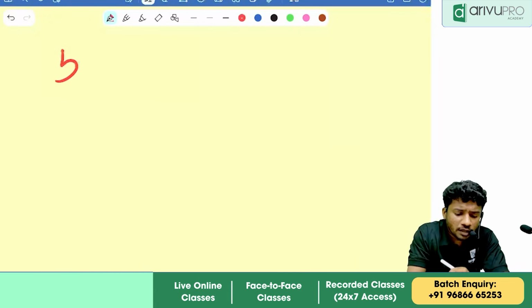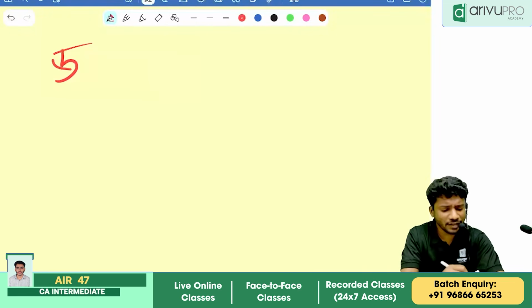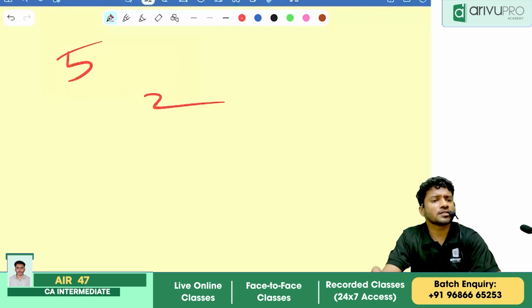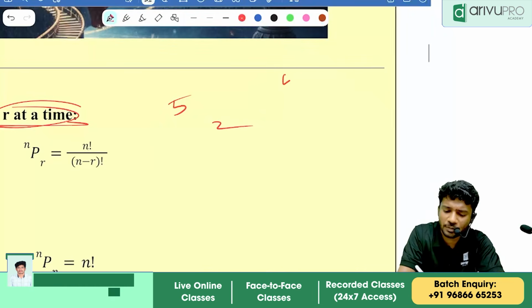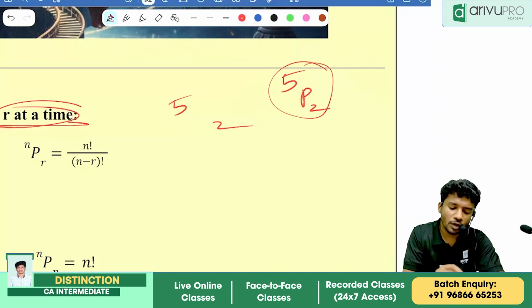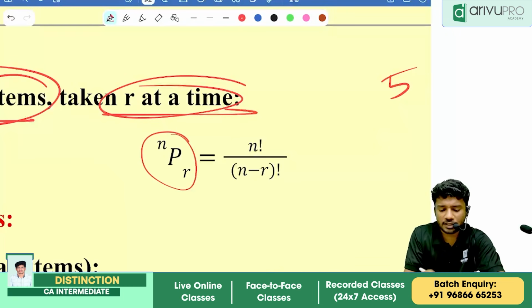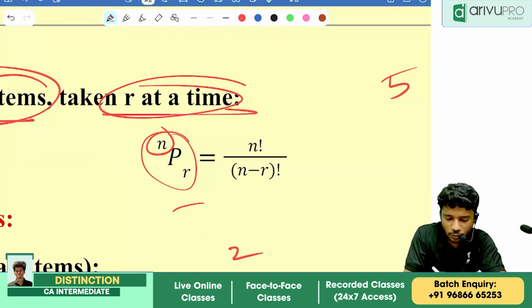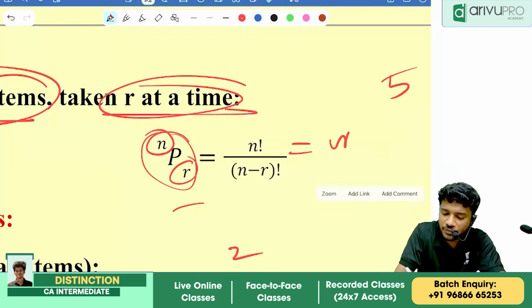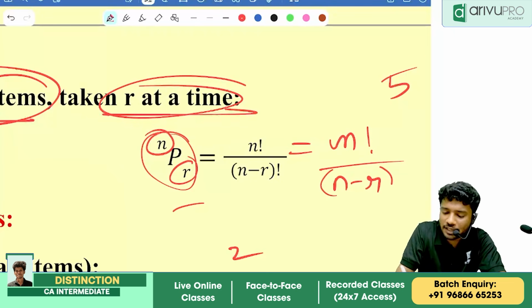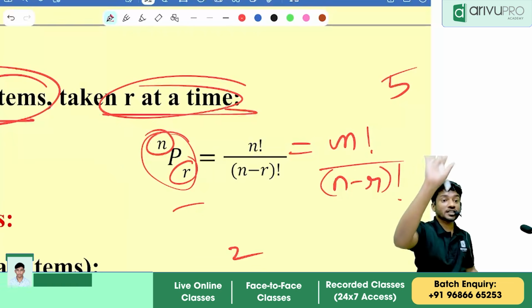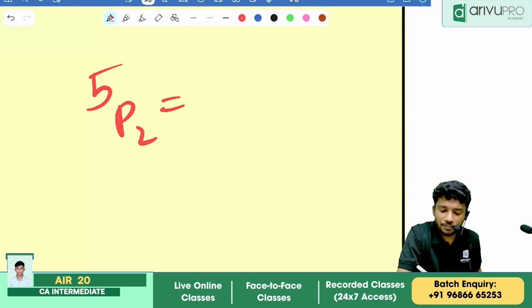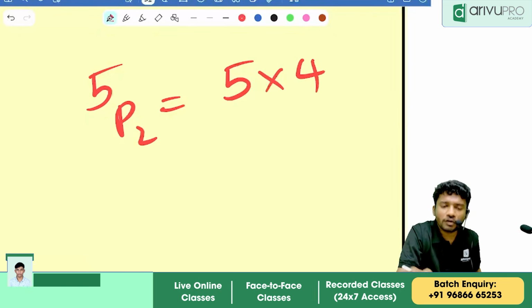Now, first one, people: arrangement of n items taken R at a time. Now, there are 5 people or 5 letters. I want to arrange them in 2 places. How many ways can I do it is the question. That can be found using 5P2. That is called n items taken R at a time. That is 5P2, or nPr. What is the formula? n factorial divided by (n minus r) factorial. But we will not study it this way. We will use our shortcut. What is the case now? 5P2 is 5 into 4.